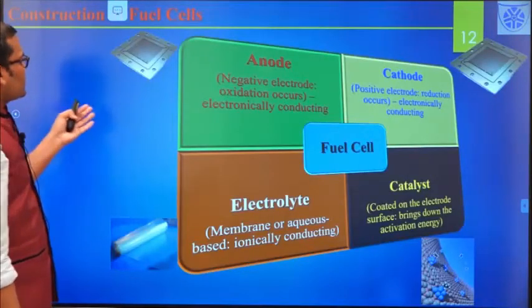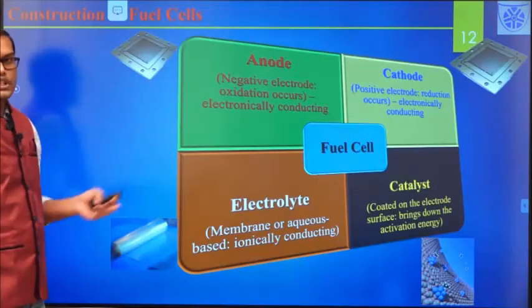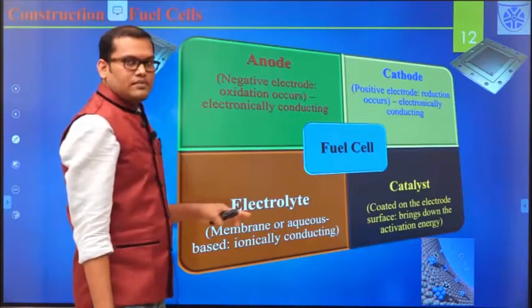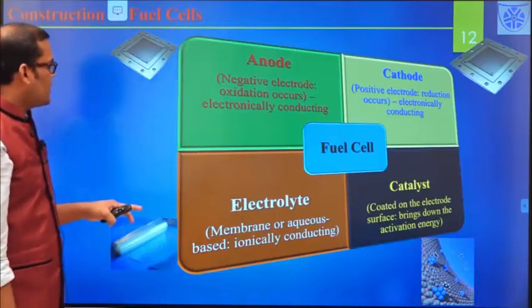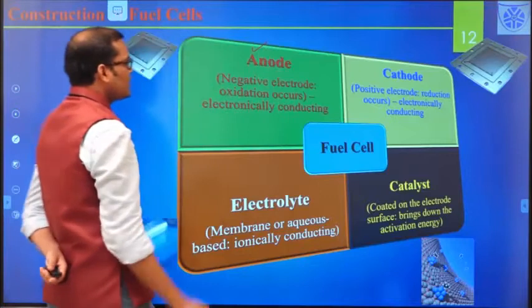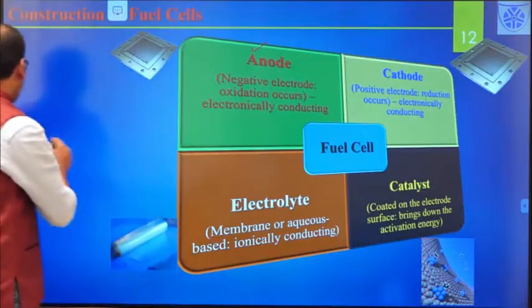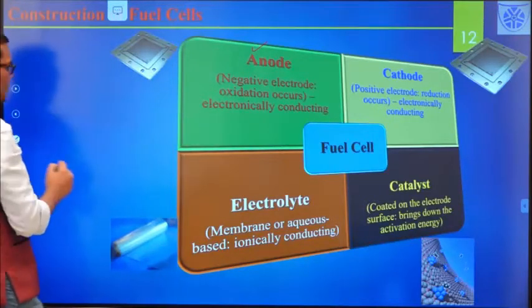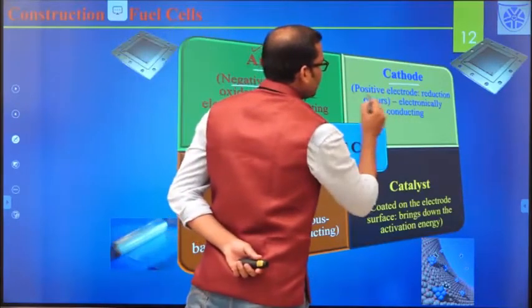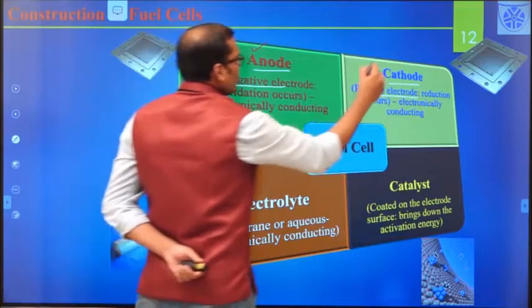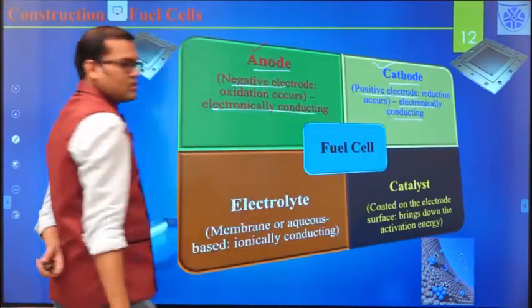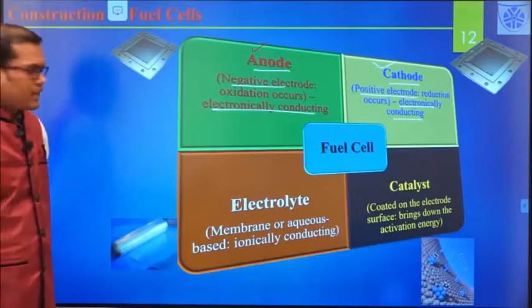So what are the components involved to construct a fuel cell? Mostly you have a total of 4 components as given in the scheme. We call it a 2 electrode. One is the anode, that is the negative electrode, and the cathode, that is the positive electrode. These 2 electrodes should be electronically conducting, so they should conduct electrons. It should be highly electronically conducting.